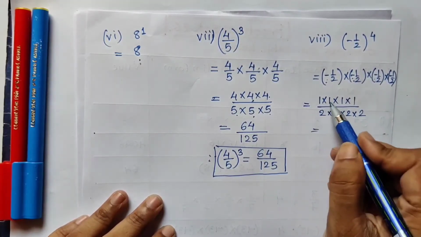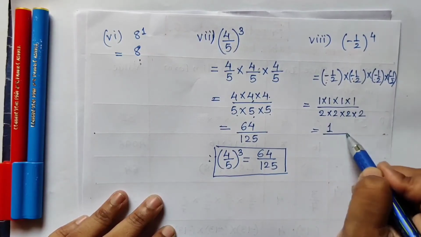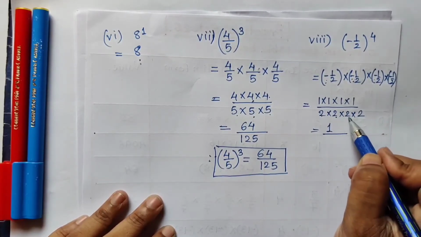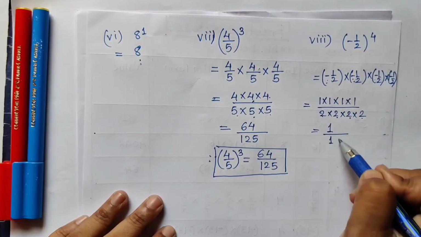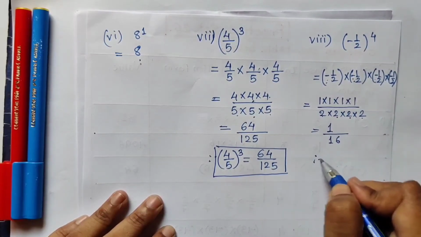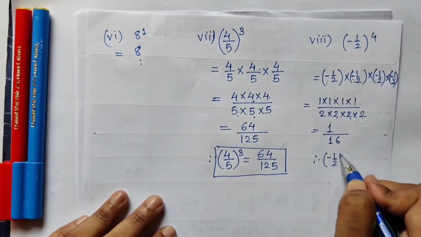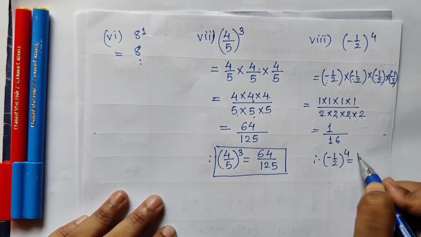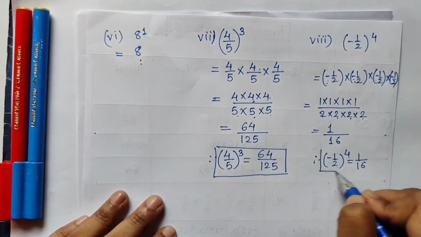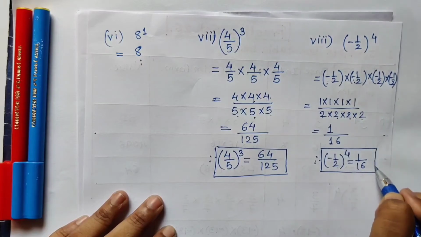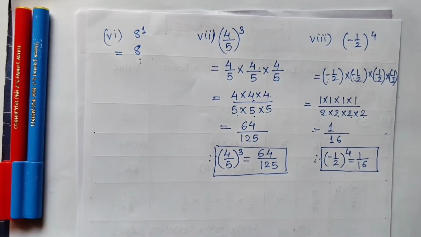So the answer is 1 into 1 into 1 into 1, which is 1. 2 2s are 4. 4 2s are 8. 8 2s are 16. The answer is 1 upon 16. So minus 1 upon 2 raised to 4, the answer is 1 upon 16. In this way you can complete all the sums from practice set 26.